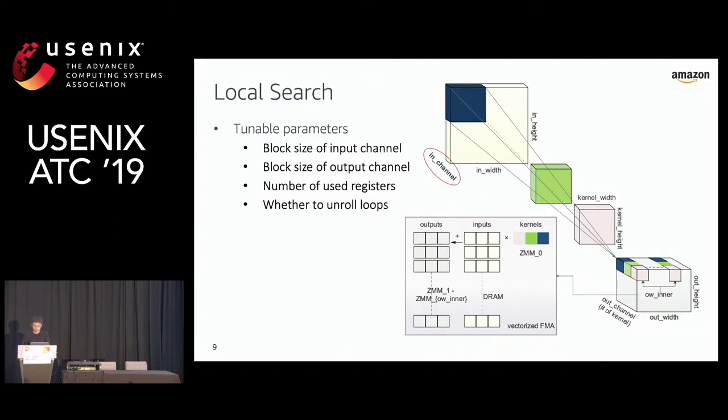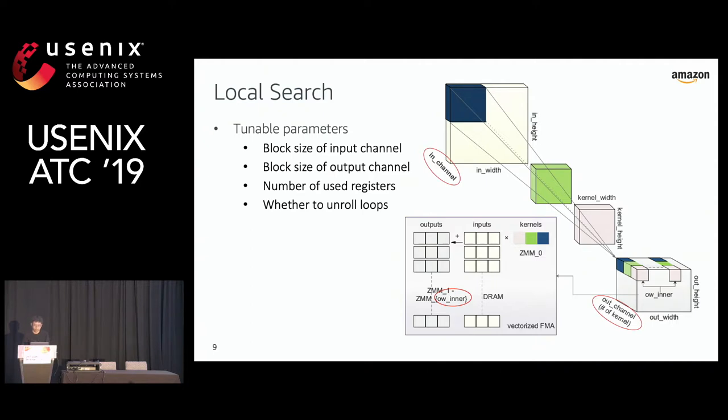Here we choose the block size of input and output channels, the number of used CPU registers, and whether to unroll loops to be tunable parameters. As tuning happens within a single convolution operation, we call it local search. During the automatic performance tuning, the local tuner exhaustively tries different combinations of parameters and runs on a real device. We record the performance of each configuration for the graph tuner, which I will be elaborating on later.